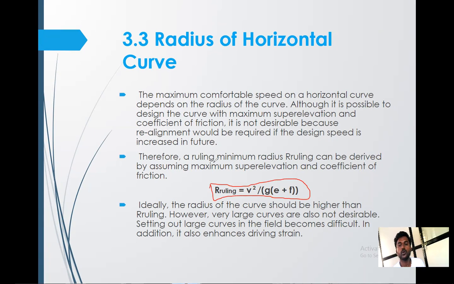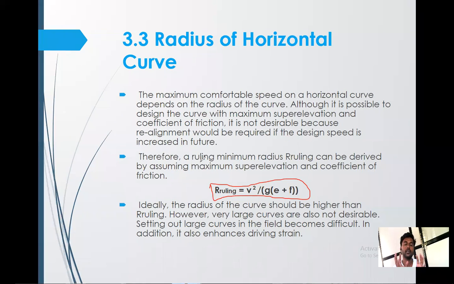R, the ruling radius, is equal to V square upon G into bracket E plus F. By that formula only we have derived E plus F is equal to V square upon GR. If you take R on the left side and E plus F on the right side, the formula becomes R is equal to V square upon G into bracket E plus F. Just we have reshuffled the formula. There is no different formula. It is just reshuffled.